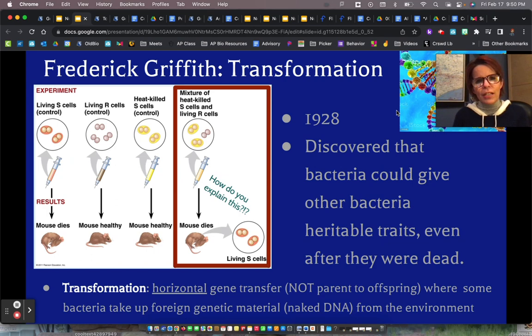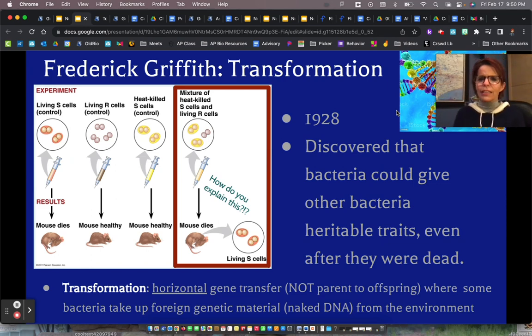And then he injects them into the mouse, and the mouse is perfectly healthy. Interesting. But then in the fourth experiment, this is where the word transformation comes from and how we get this concept. He mixes the dead bacteria with living harmless bacteria. So he's got the dead S strain and he's got the harmless R strain. He mixes them together and he injects that concoction into the mouse, and the mouse dies.